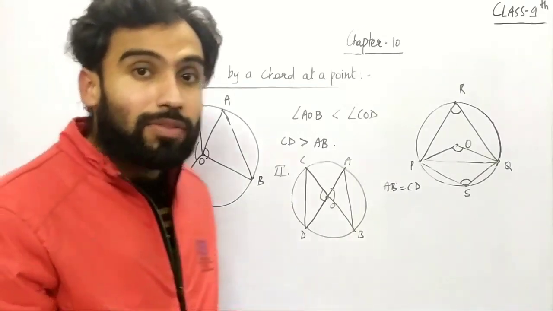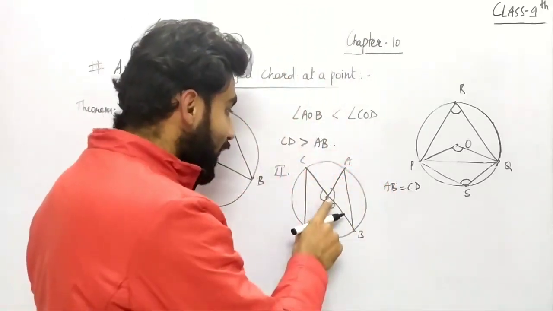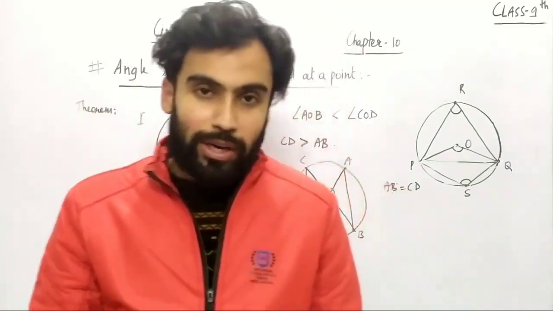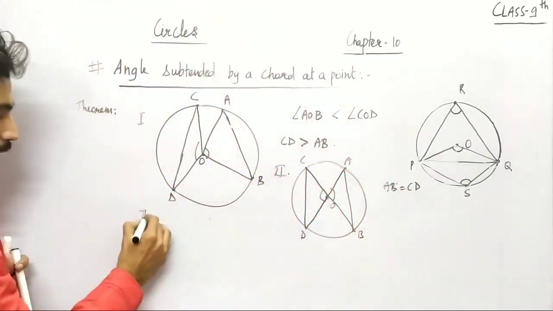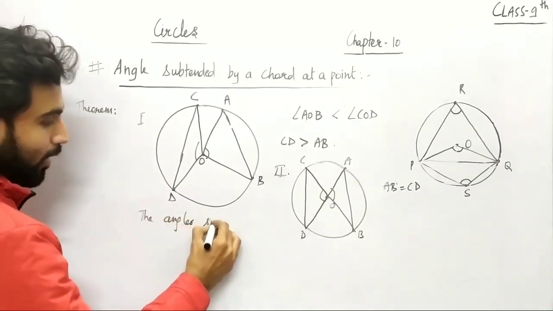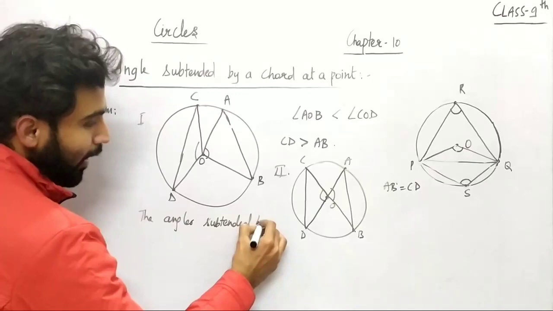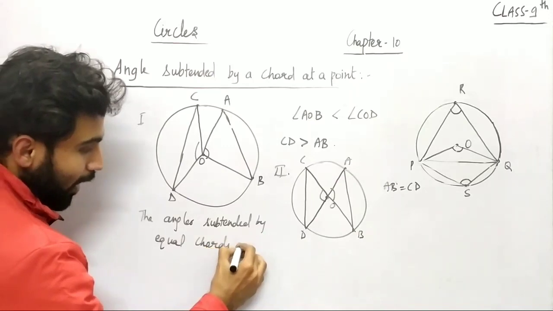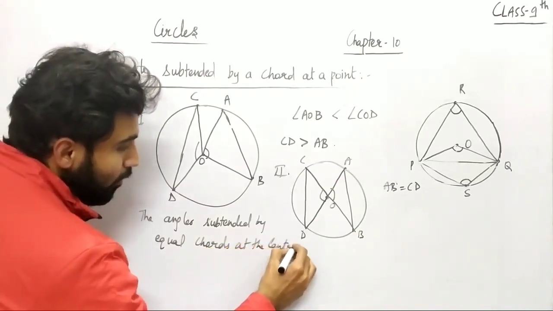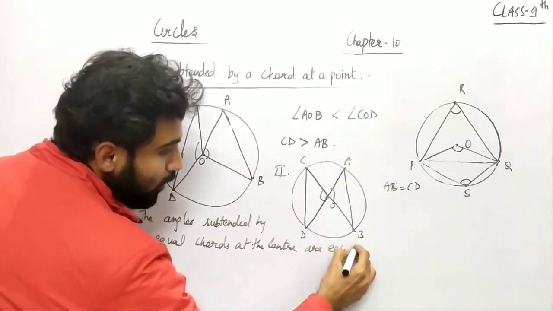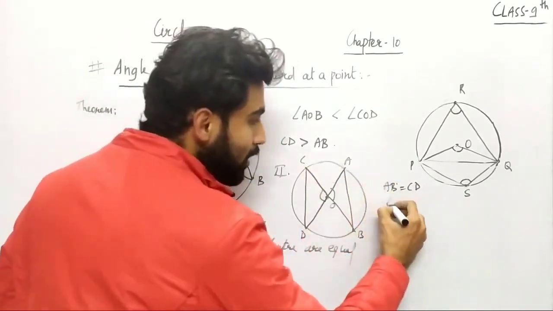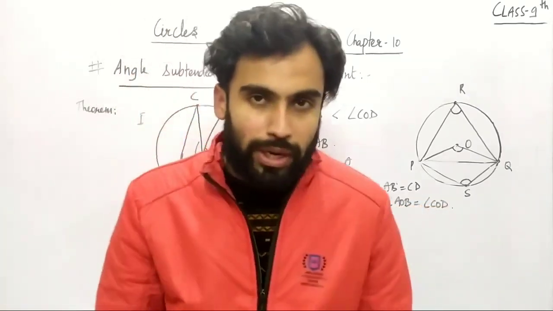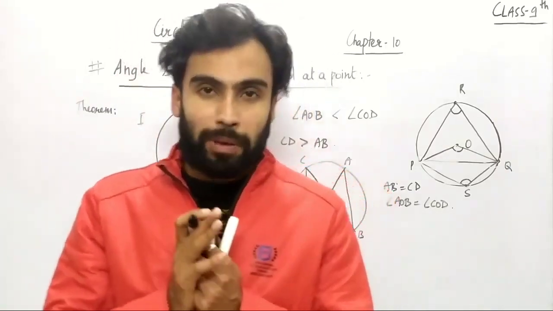This theorem says that the angles subtended by equal chords at the center are equal, right? Let me write that. The angles subtended by equal chords at the center are equal, right? So here you can see AB is equal to CD. That means angle AOB will be equal to angle COD in measure, right? This is the theorem which I am going to explain further.